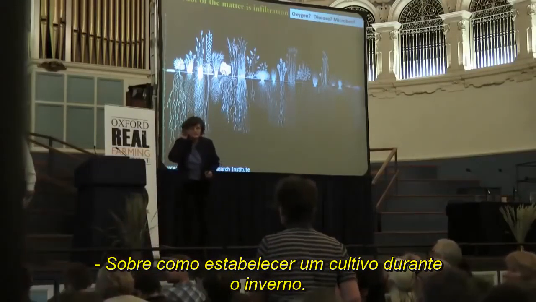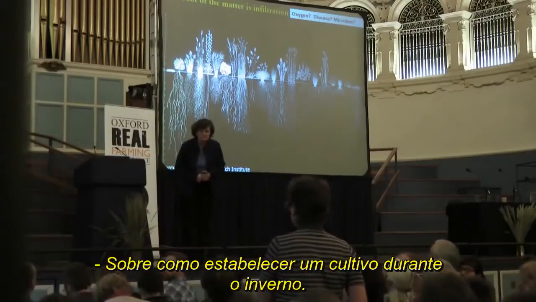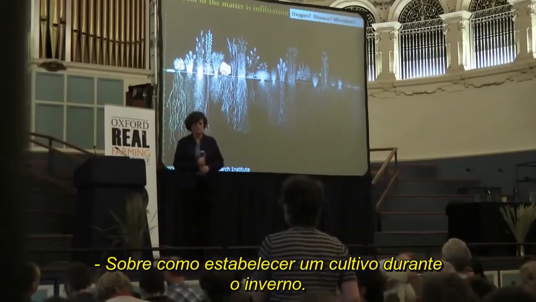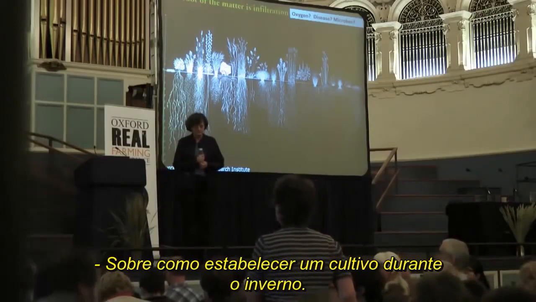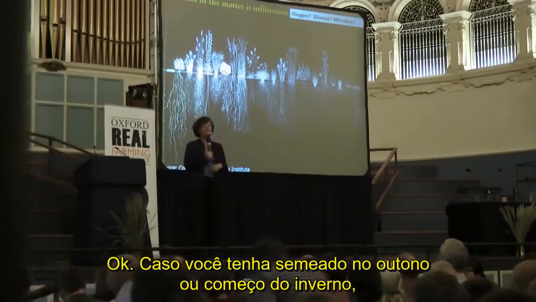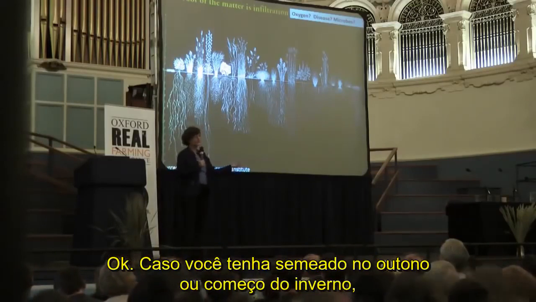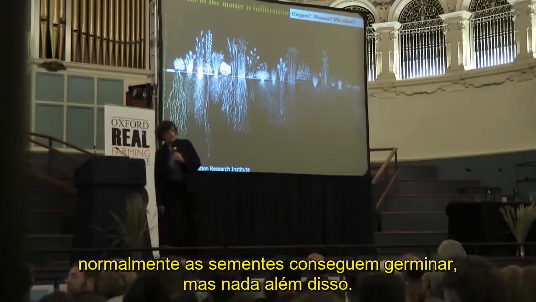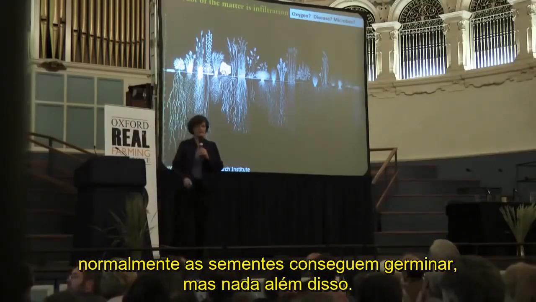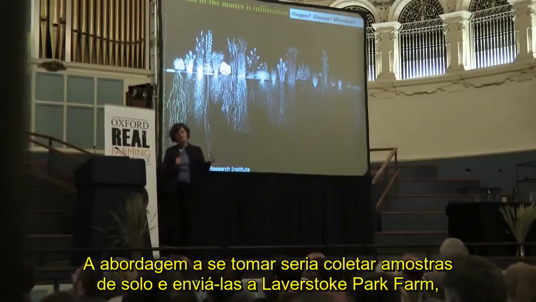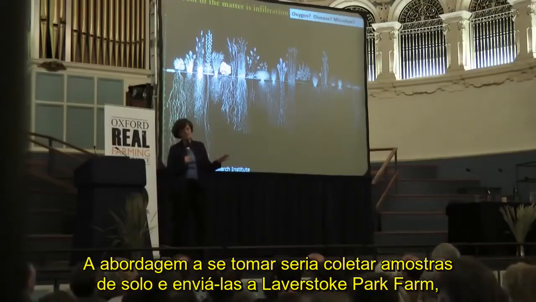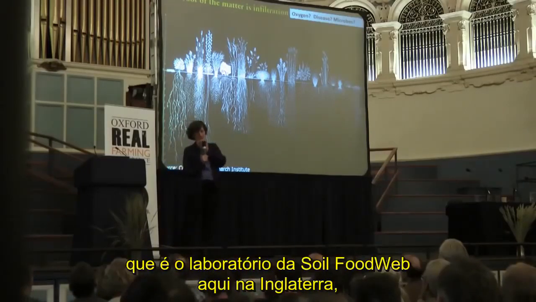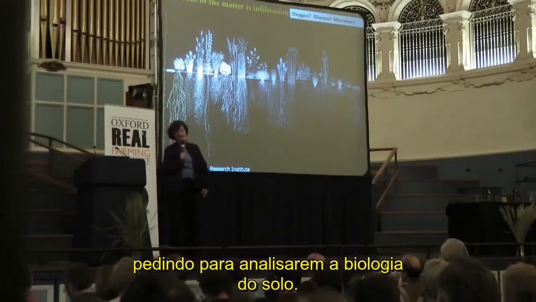It's about our winters, establishing a crop over winter. So a crop's a few weeks old, and then nothing happens. Okay, so in the instance where you've seeded in the fall or early winter period, and normally those seeds would be able to germinate and grow in the fall, but nothing's coming up, the approach to take would be to go out and take soil samples and send those soil samples into Laverstoke Park, which is where the SFI lab here in England is, and ask them to do an assessment of the biology in that soil.